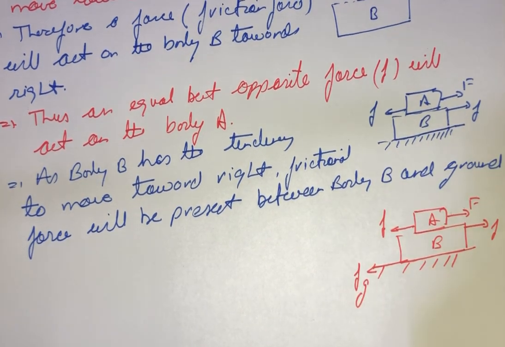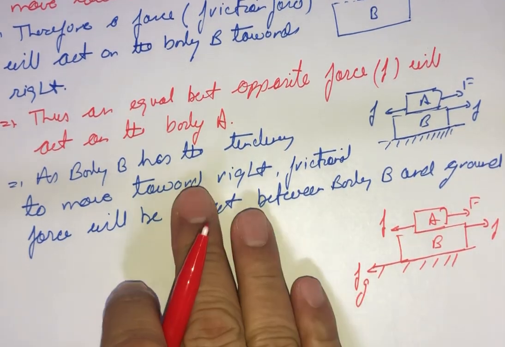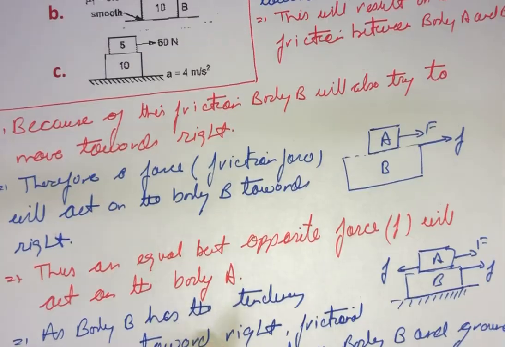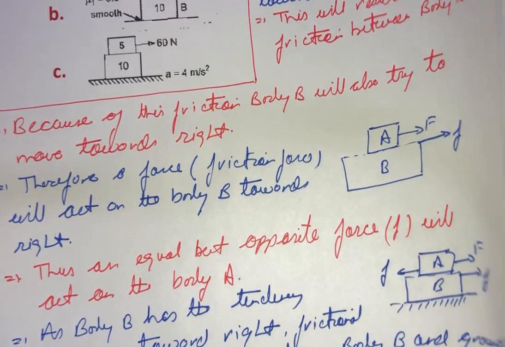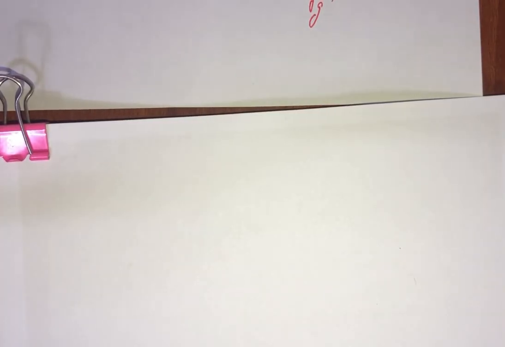So this is the entire concept between the two bodies which have a tendency to move one above another and have a coefficient of friction like given in the question. So now we can take the question one by one.